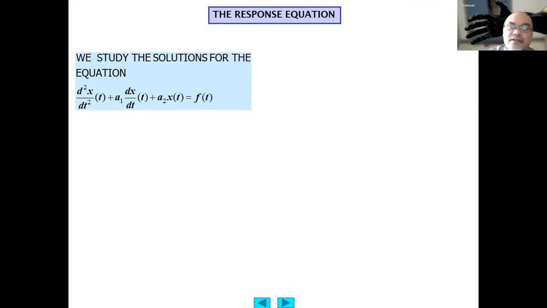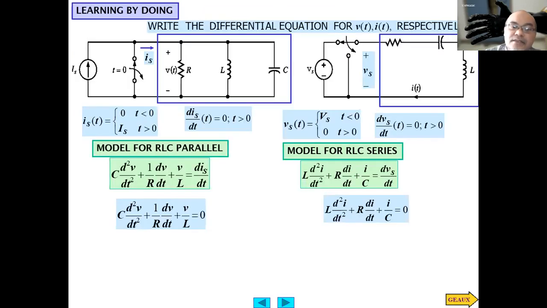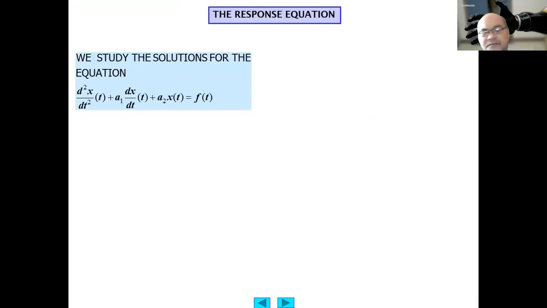So first we have to express the second order differential equation in its standard form like this: d²x/dt². The second order term has coefficient 1, so 1 times d²x/dt² plus a1 dx/dt. The first order part has coefficient a1, plus a2 x(t), where the zeroth order part has coefficient a2, equals f(t). f(t) here is the forcing function.